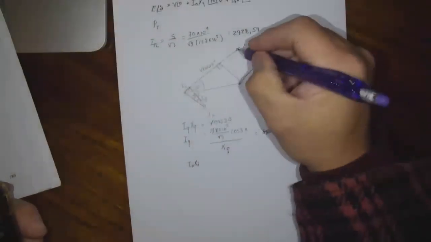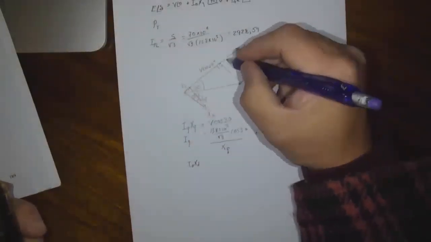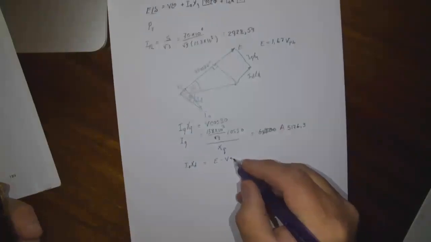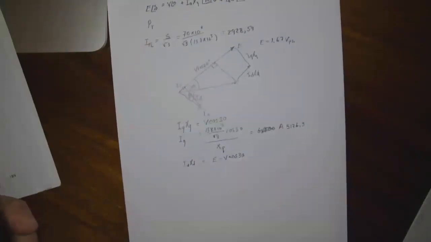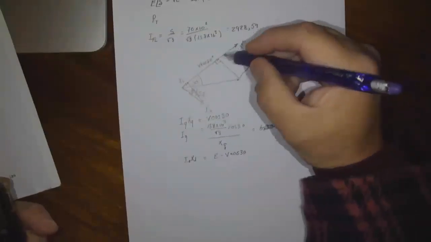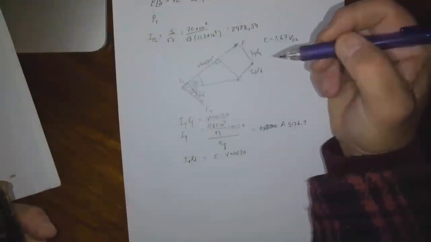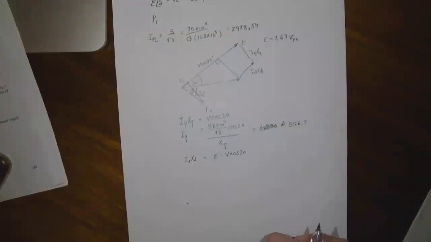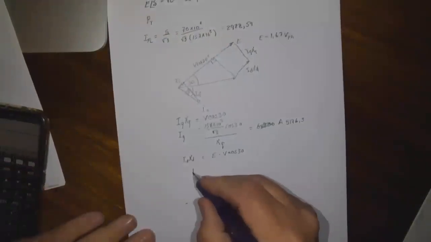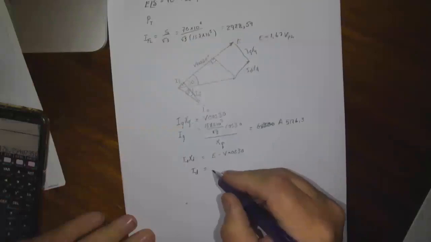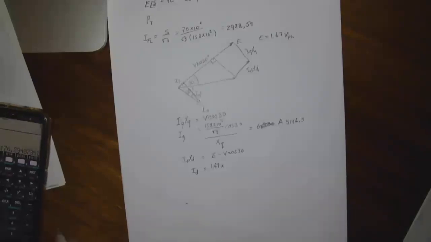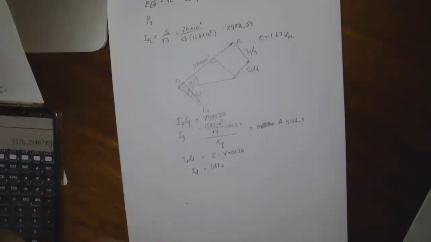Now, this is E. Should be sine. So this part here will be E minus V cos 30. ID XD. You agree? Because we've got E and we've got V cos 30. And you see that? Yes, yes, yes. Right, so then we can calculate ID. 1.67 times, with an angle of 30.